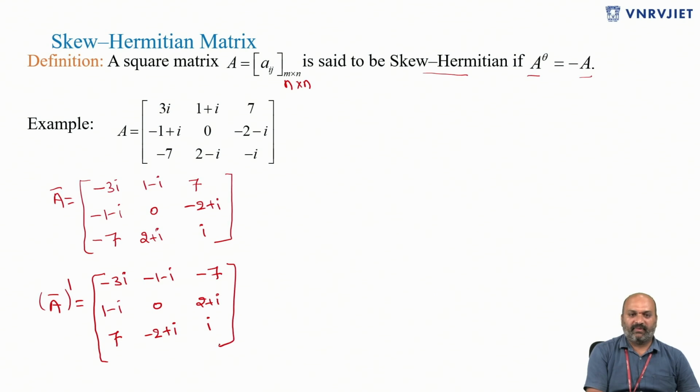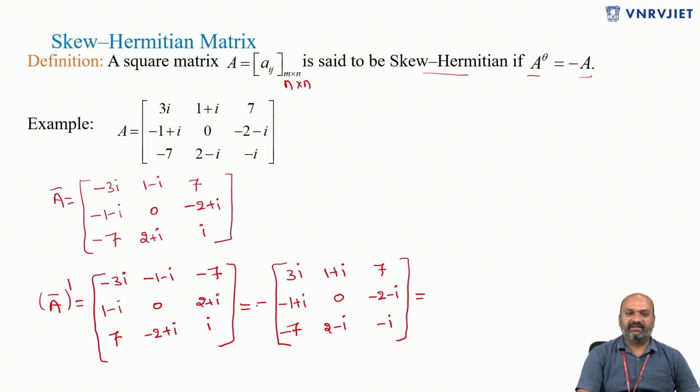Now let's take minus common from this matrix. Taking minus common, minus 3I becomes plus 3I. Here we get 1 plus I. Here we get 7. And here it is minus 1 plus I. This is 0, and it is minus 2 minus I. And it is minus 7, and plus 2 minus I, and it is minus I.